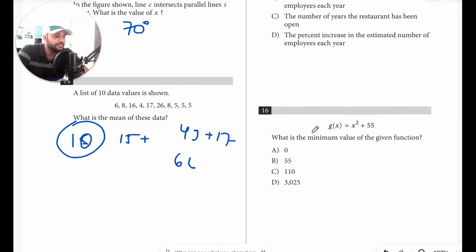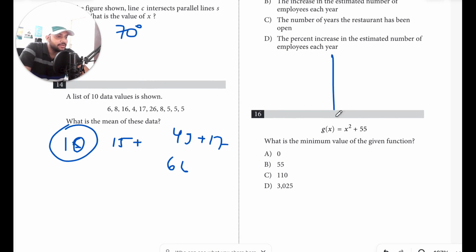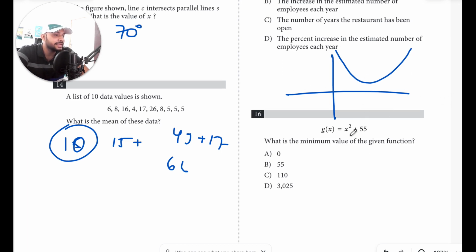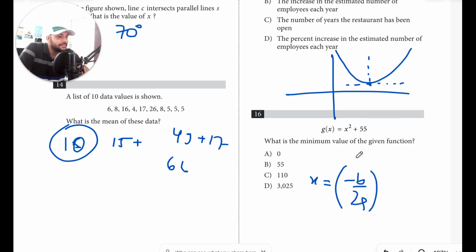16. g of x is equal to x squared plus 55. What is the minimum value of the given function? Minimum value. x squared plus 55, the function is going to be somewhat like this. It's never going to hit the 0 or the x-axis because x squared will always be positive. 55 is a positive number. Yeah, minimum value will exist where x is equal to, let's say, minus b by 2a. That's where the vertex exists. b is not present. That means at x is equal to 0, the minimum value is going to occur. So x is equal to 0. What is g of 0? 55. 55 is the answer. So the graph is precisely going to look like this, not the earlier one. This is the minimum point. Okay.